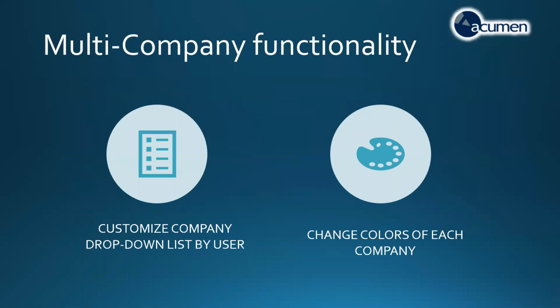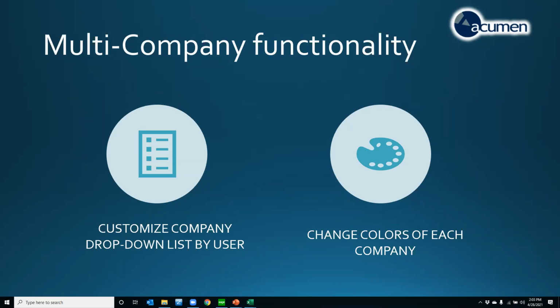So the first thing is multi-company functionality. Now, this has been around in Sage 300 for a number of years, and we certainly helped some clients take advantage of this, but we think there's definitely a few more that could really benefit from it. A couple of things here: you can customize the drop-down list by user, and you can also change the colors of companies so that you can quickly identify what company you're in. So let's take a look at what I mean by that.